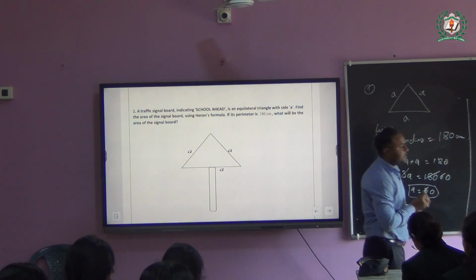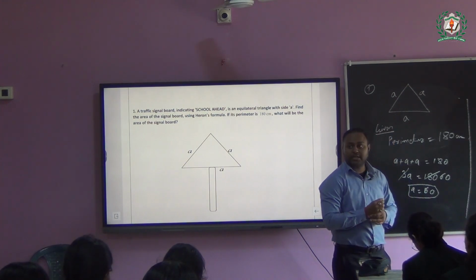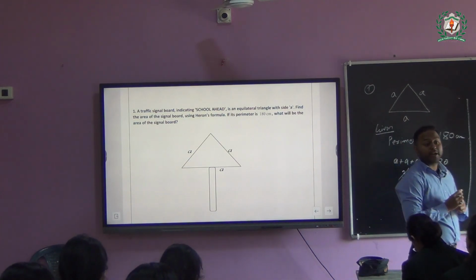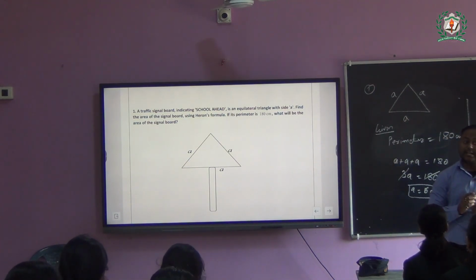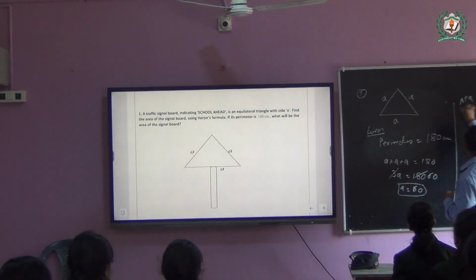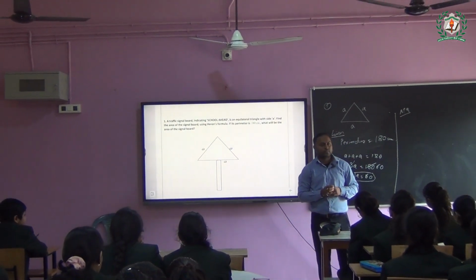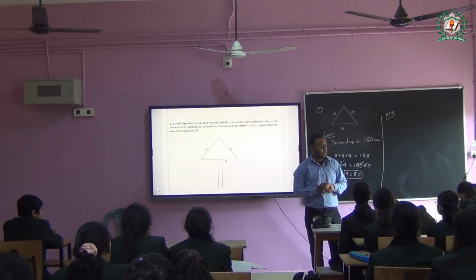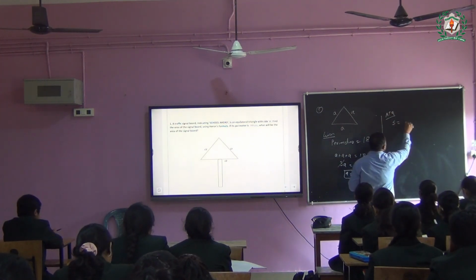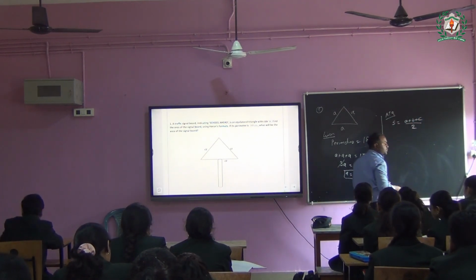So what will we do next? We can put A as 60. Very good. Before that, we will apply Heron's formula to create the ultimate expression. What is that expression? According to the question, ATQ means according to the question, we know that S equals (A plus B plus C) divided by 2 as per Heron's formula.